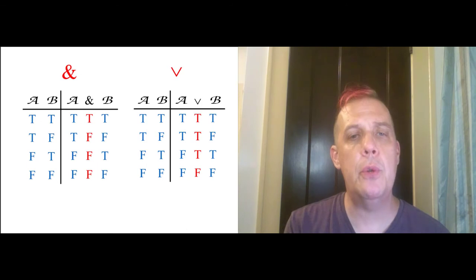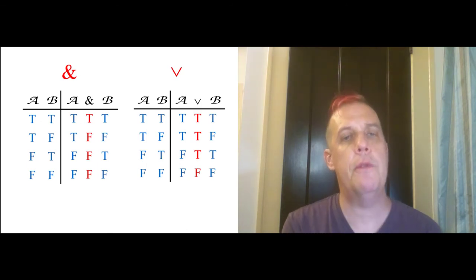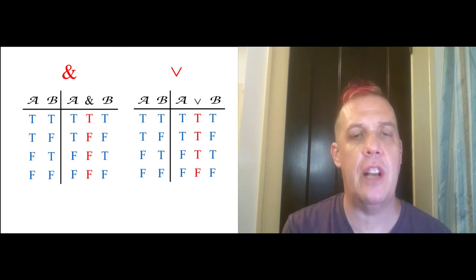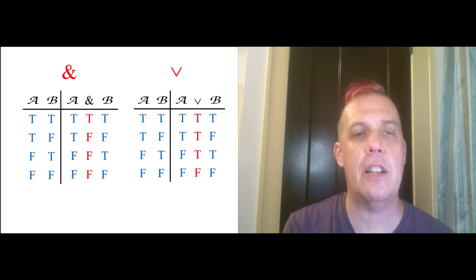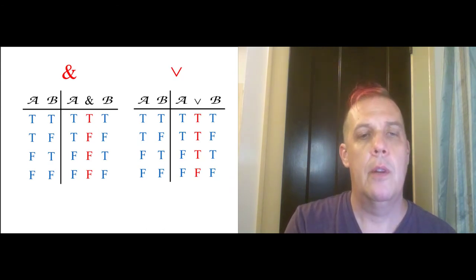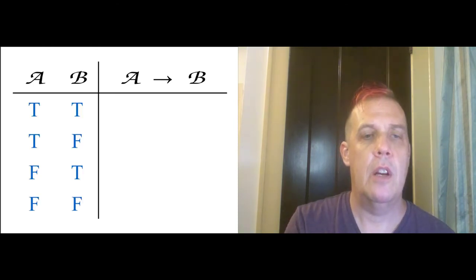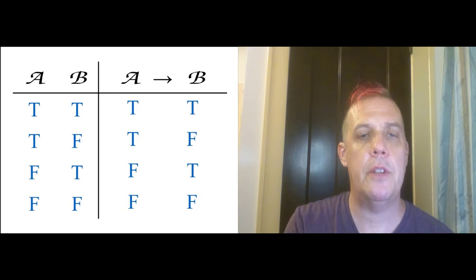So now we have 2 tables. We call these truth tables, and they characterize the meaning of the sentential connectives. In this case, the connective for and and the connective for or. Now let's take a look at the table for the connective if-then, the implication. Again, there are 4 possibilities.